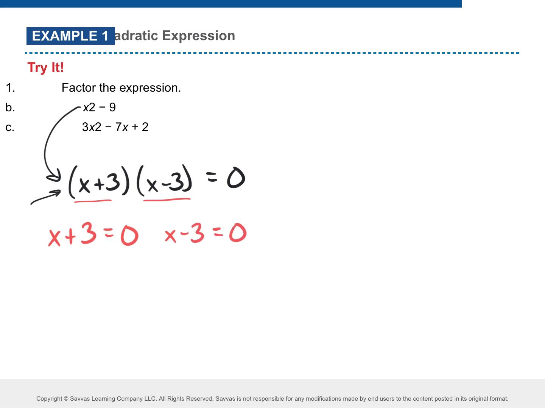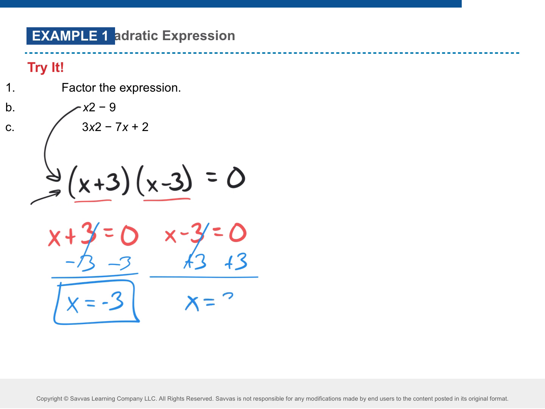So how would I solve that left side? Subtract 3 on both sides. So I have x equals negative 3 as one answer. What do I do on the other side? Add 3. So I have x equals positive 3 on the right side. Notice on all of these, you are going to have 2 answers. Those are our answers: x equals negative 3 and x equals 3. This right here, it's always going to be equal to 0. So basically it should always be the number.